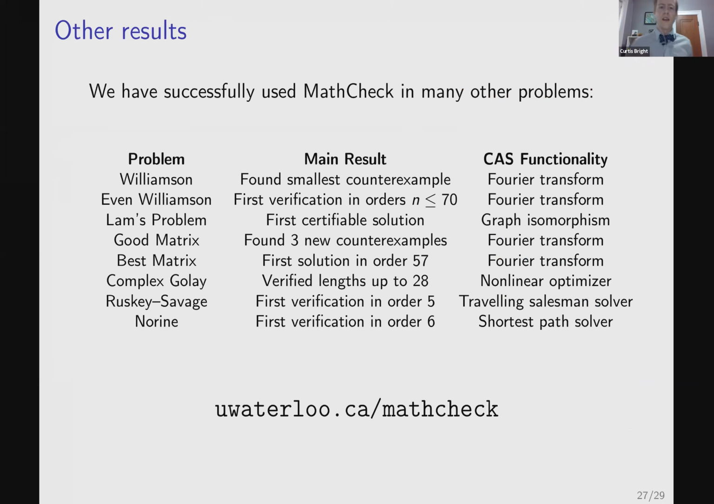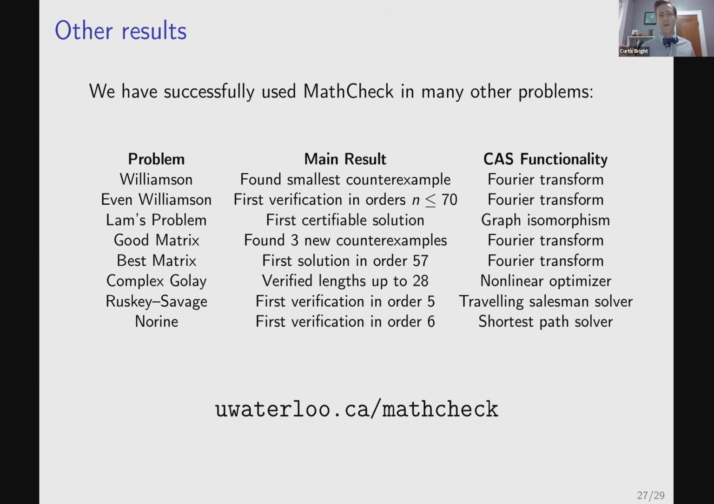Okay, so I won't have time to go through all the different results that we use MathCheck on, but this is kind of a summary. It's actually quite interesting to look at the variety of CAS functionality. And that's one of the benefits of the CAS, that you're just kind of spoiled for choice. There are so many different functions in the CAS. So there's a lot of flexibility in how you use the method.